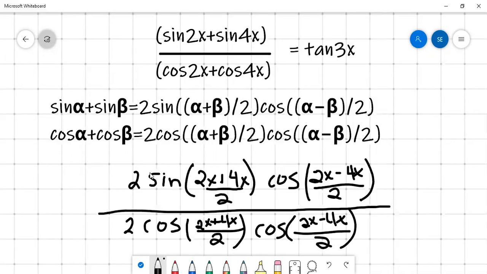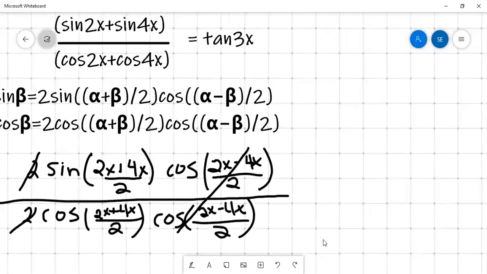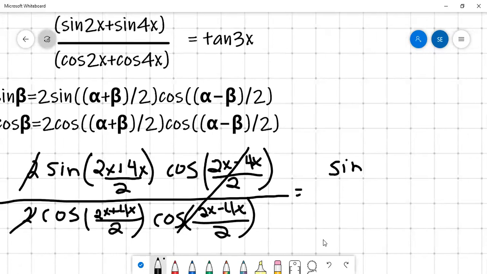Before we even bother to simplify, I'm just going to cross some things off. We have this 2 and this 2. The cosine of 2x minus 4x divided by 2 is on the top and the bottom, so those cancel out. What we're left with is sine of 2x plus 4x, well, that's 6x divided by 2 is 3x, sine 3x, divided by the cosine of 2x plus 4x, which is 6x divided by 2, 3x. Now we have sine over cosine, and that by definition is our tangent of 3x.